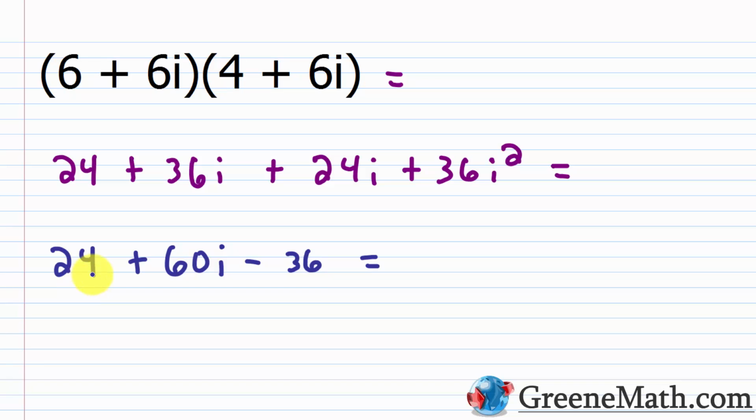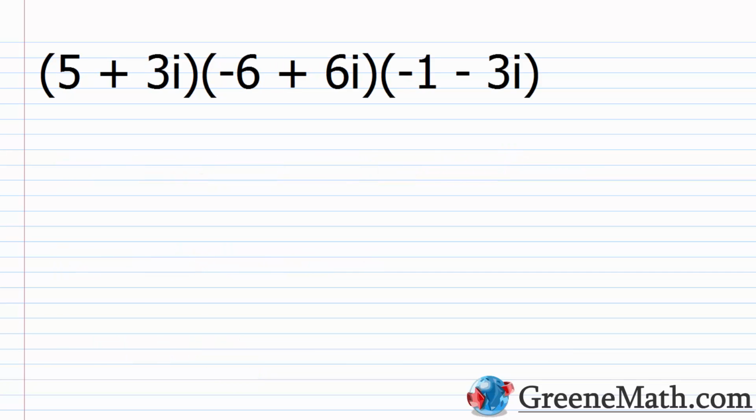And now I can combine 24 and negative 36 as negative 12. So I want the negative 12 out in front, because that's the real part. Then plus, I want the 60i in the back, because this is the imaginary part. So negative 12 plus 60i is your answer in standard form. All right, let's take a look at a longer one.